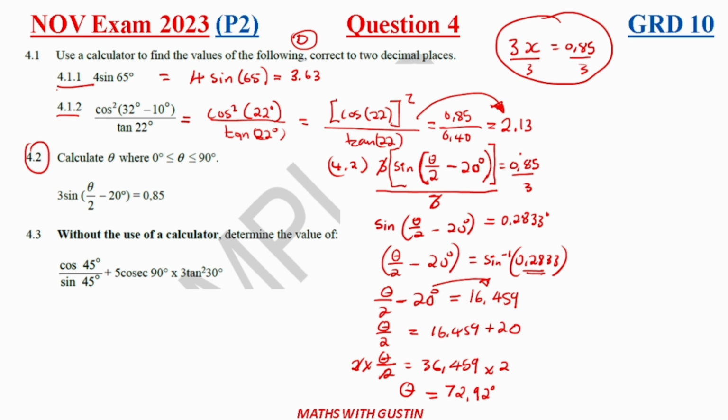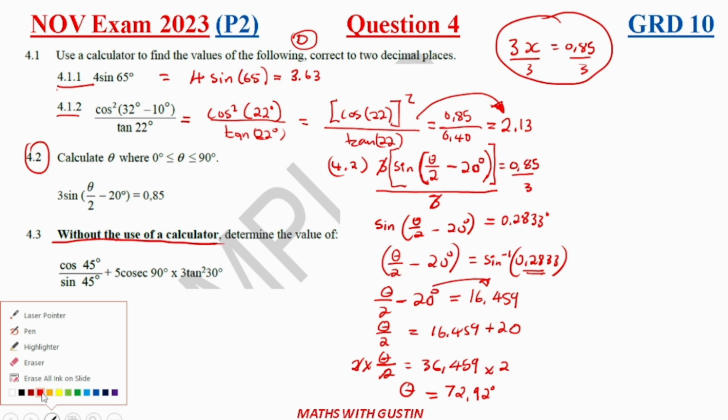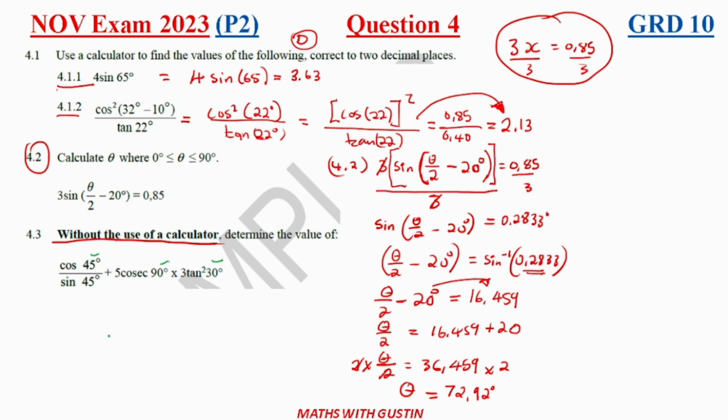All right, so now let's come here. Now it says here specifically, without the use of the calculator, determine the value of this. In this case, guys, you need to be very, very careful. They want you to simplify without the use of the calculator. I know what you're thinking. Can I use a calculator? Yes, you can, but it's better to, because these are special angles, 45, 90, and 30. These are special angles, so please just stick to your basics.